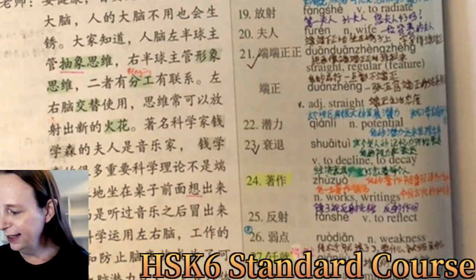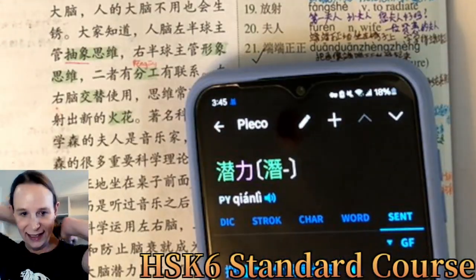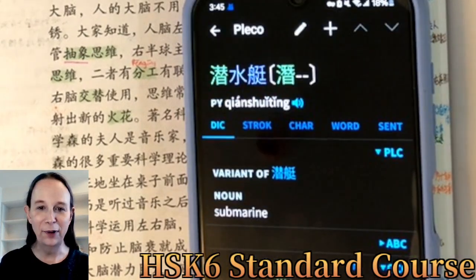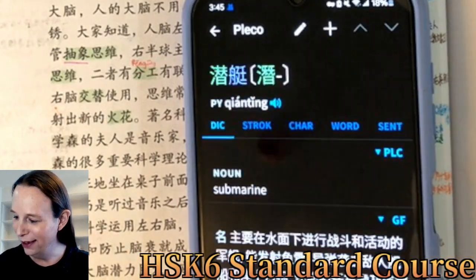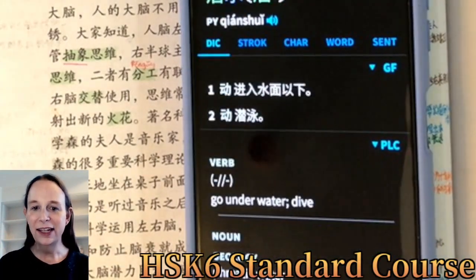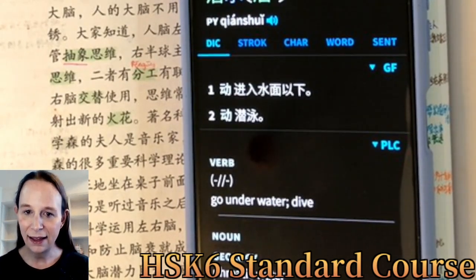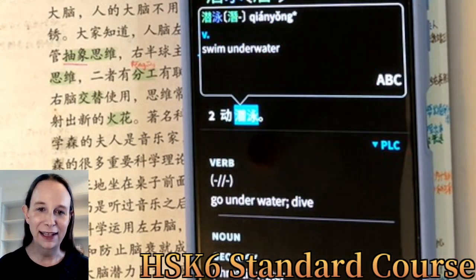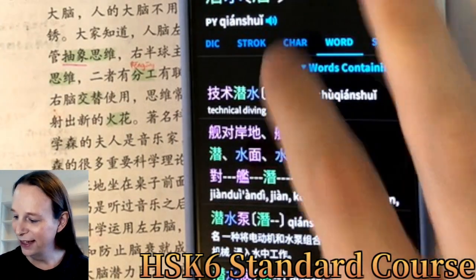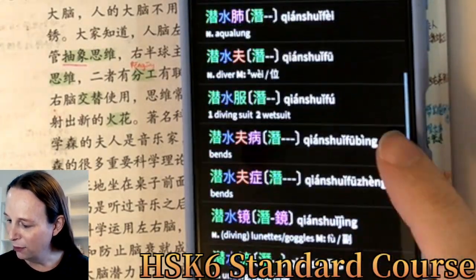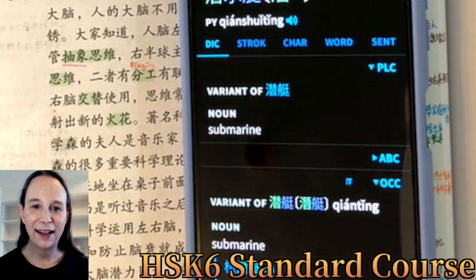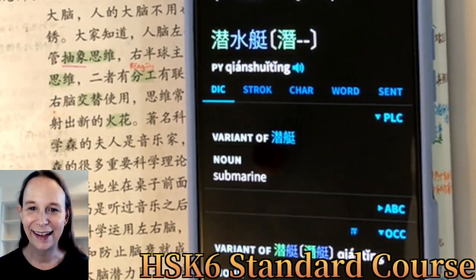All right, how are we doing? 潜. So we saw 潜在, and the other one you need to know is 潜水艇, submarine. Actually, 潜水 is also a word. 潜水 is underwater diving, right? 进入水面以下. 潜泳. Okay, swim underwater. 艇 is a vessel, or in the sense of a boat. 潜水艇. So underwater diving vessel. Boat.